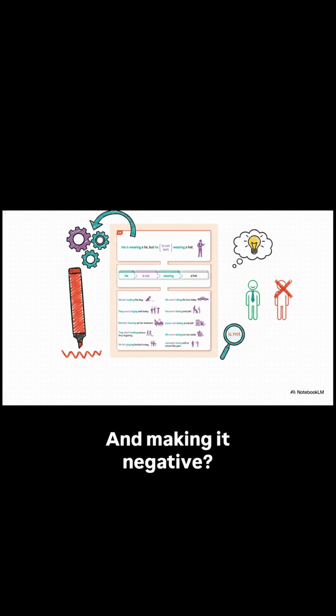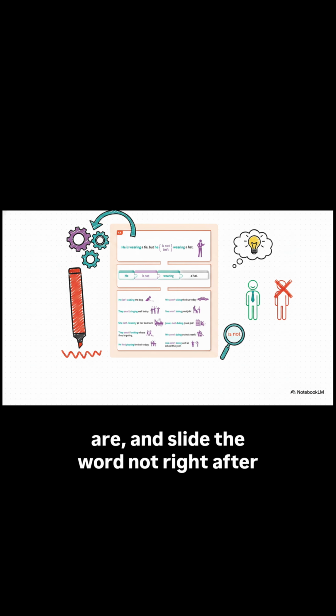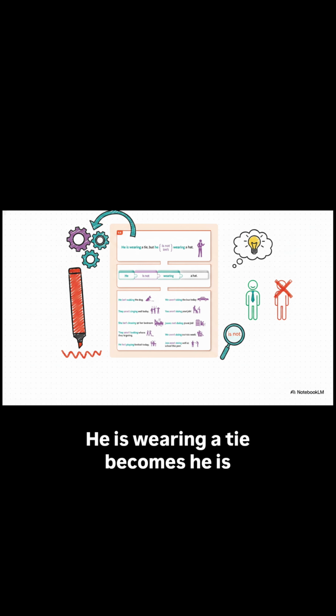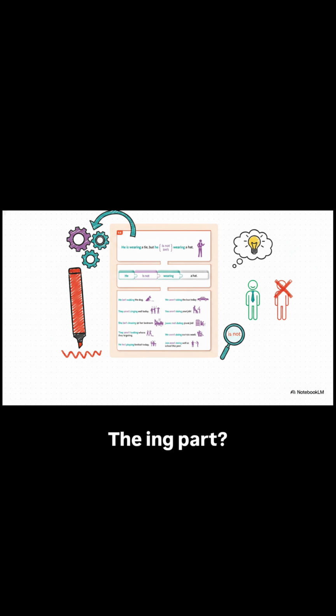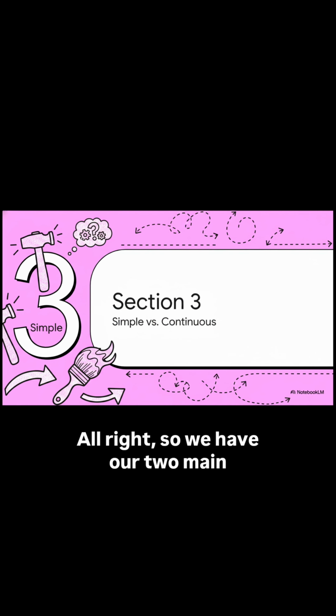And making it negative? Oh, this is the easy part. You just find that be verb, is, am, are, and slide the word not right after it. He is wearing a tie becomes he is not wearing a hat. The ing part stays exactly the same. So simple.